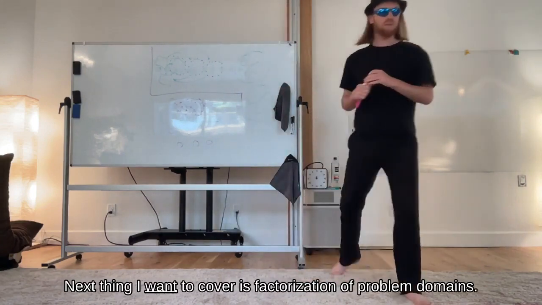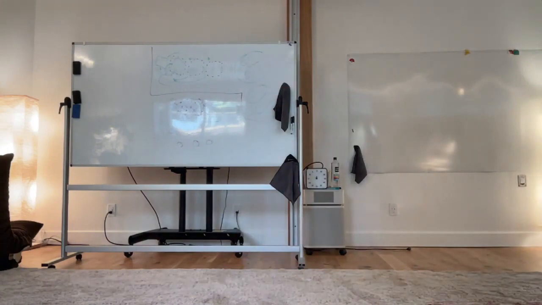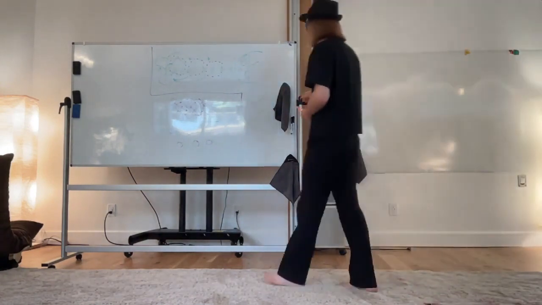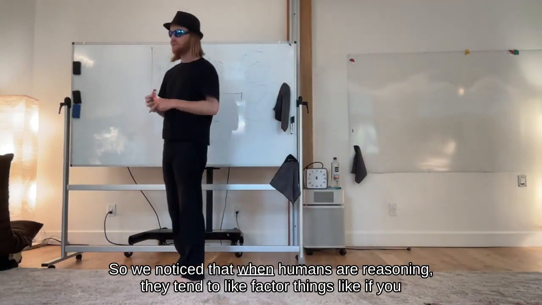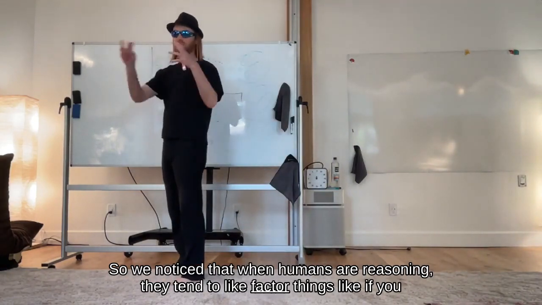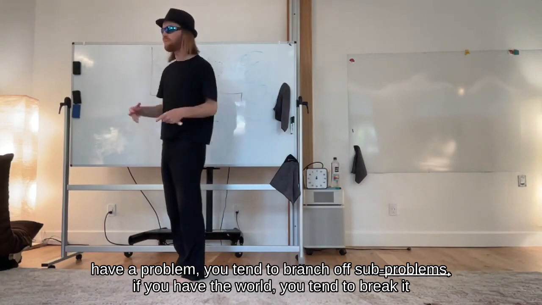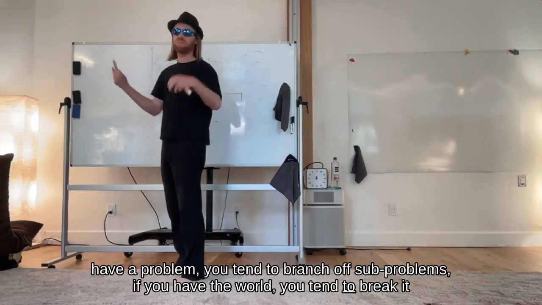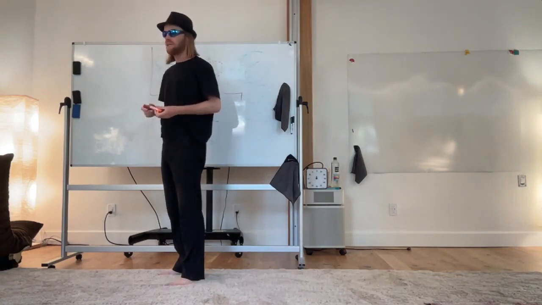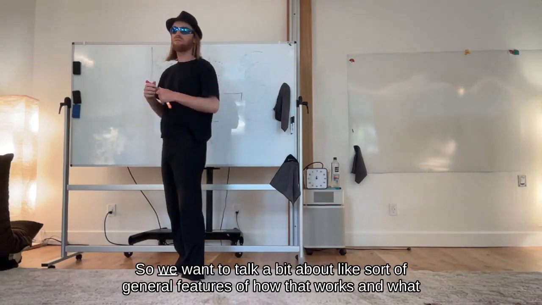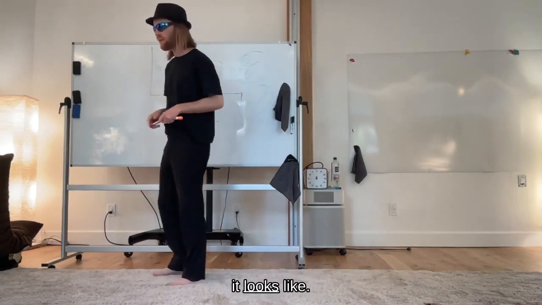Next thing I want to cover is factorization of problem domains. So we notice that when humans are reasoning, they tend to factor things. If you have a problem, you tend to branch off subproblems. If you have the world, you tend to break it up into pieces that you can model more or less separately. So we want to talk a bit about general features of how that works and what it looks like.